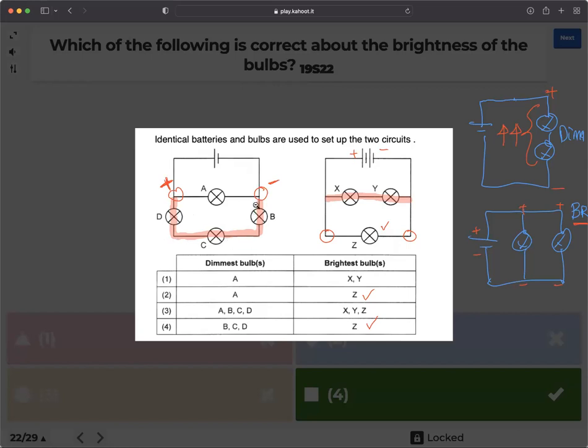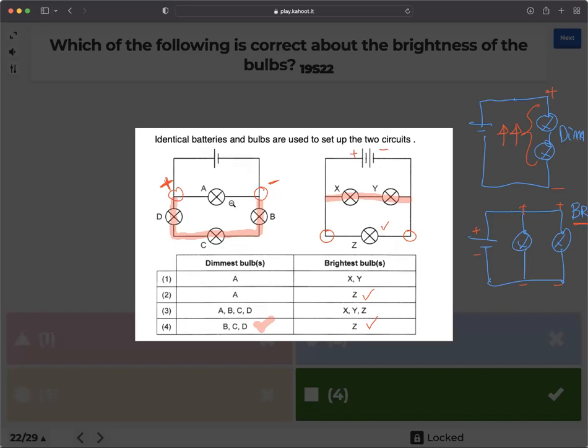Okay, wait, another thing that's wrong. Why A is not correct? Because there's only 1 battery. Okay, 1 battery connecting to 3 bulbs will be the dimmest. Okay, so therefore the answer is 4. Okay, so are you clear about this? Okay, why is A not brighter than Z? Because A is run by only 1 battery, but Z is run by 2 batteries. So Z will be twice as bright compared to A.